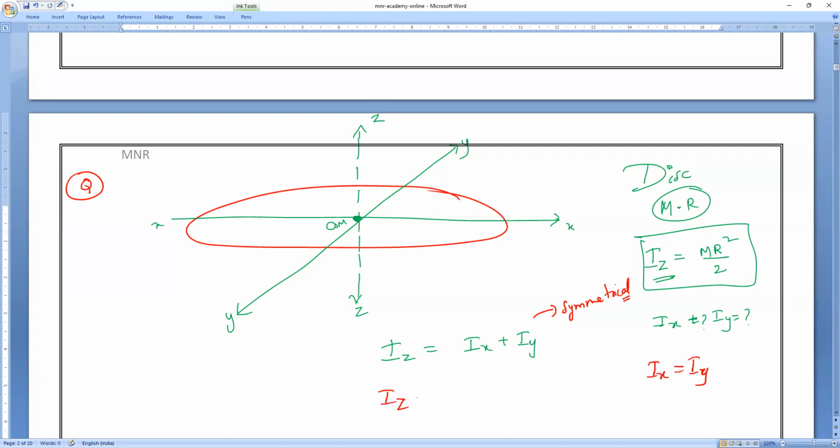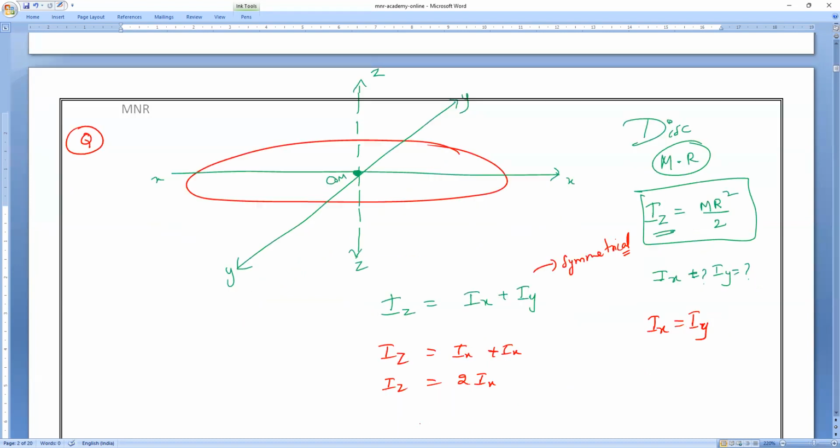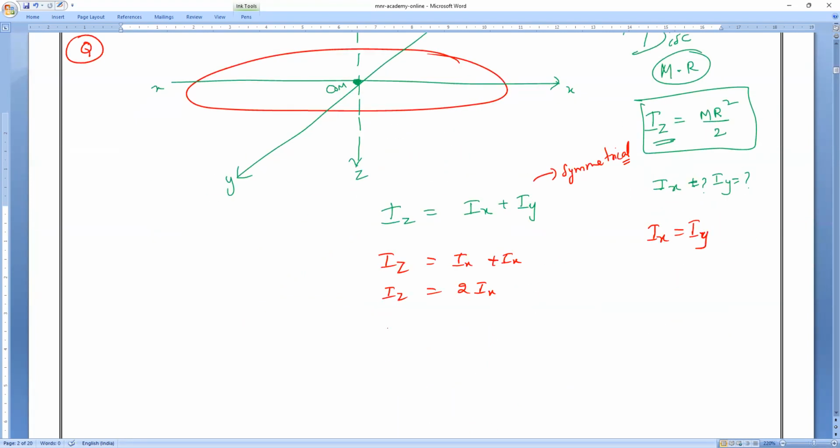So Iz is equal to Ix plus Iy, and I can replace Iy with Ix. So what is Iz? We all know it. Iz value is mr square by 2, which is equal to 2Ix. So what is the moment of inertia in the x-axis? Everybody, please respond. mr square by 4. That is the answer.